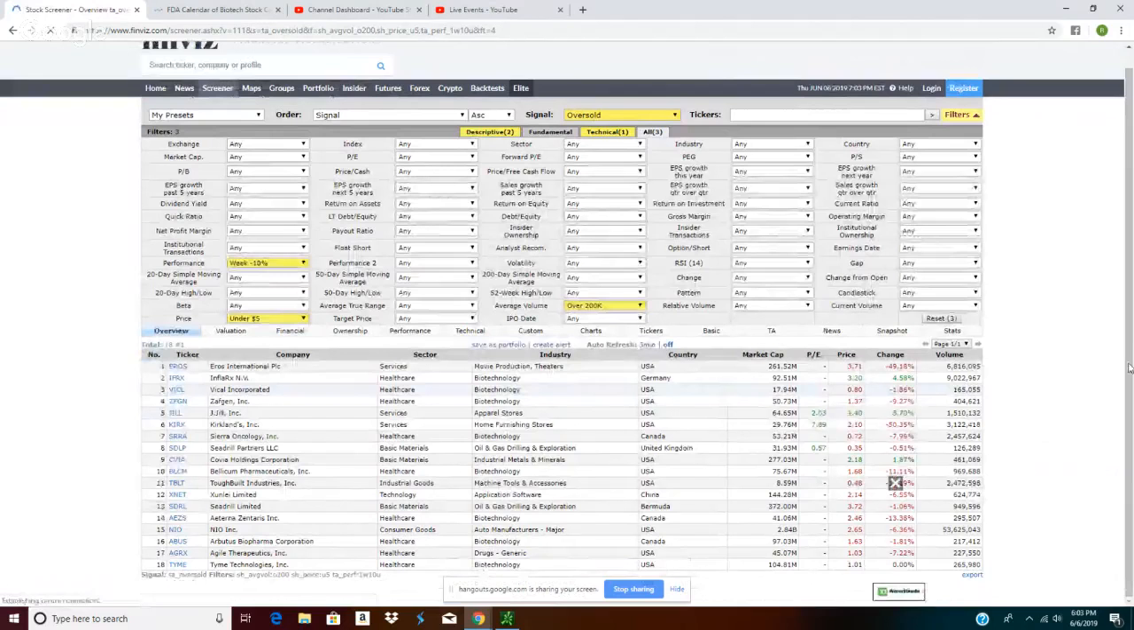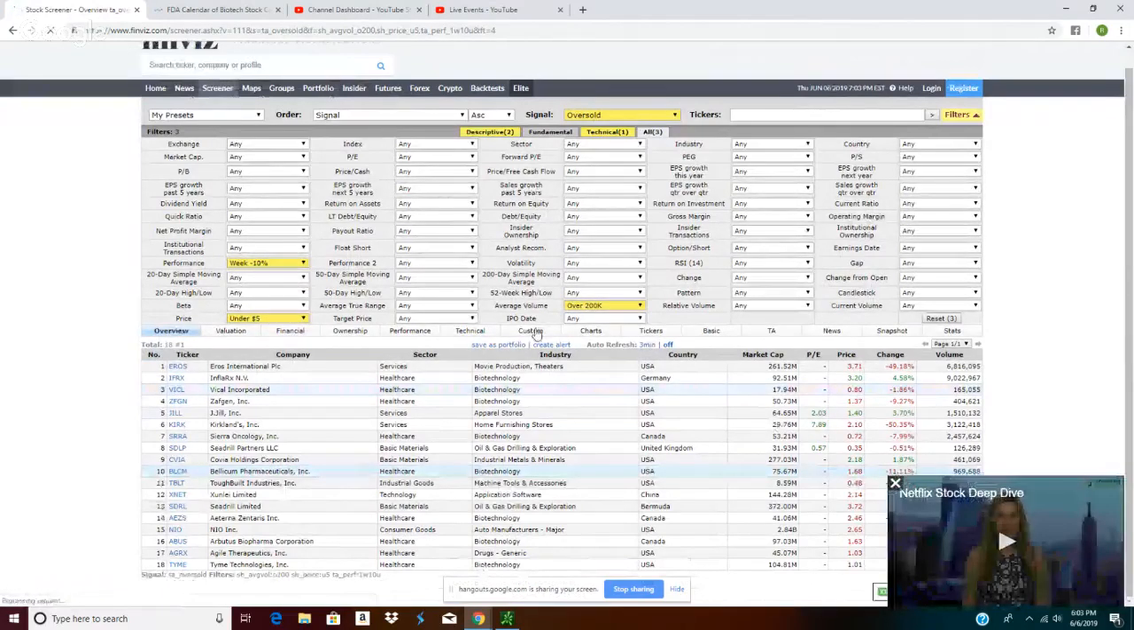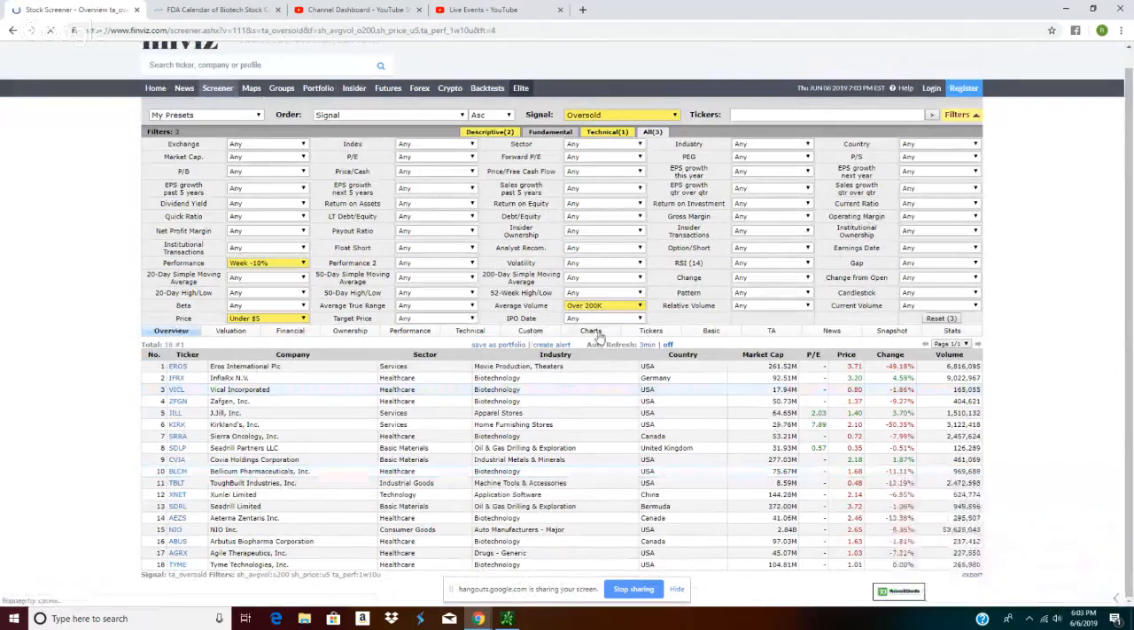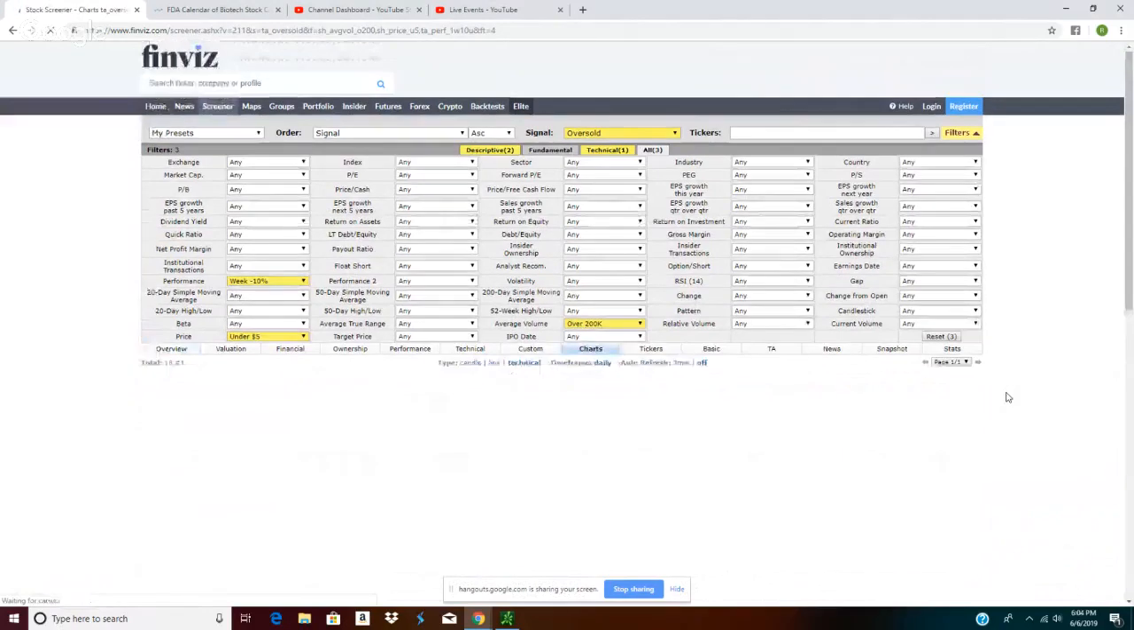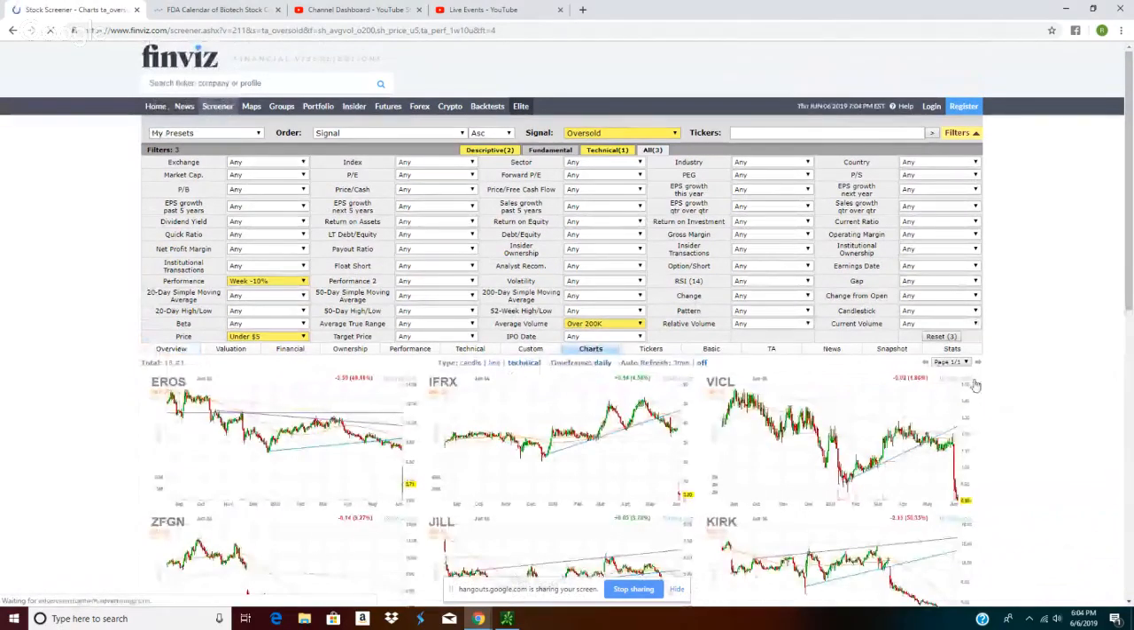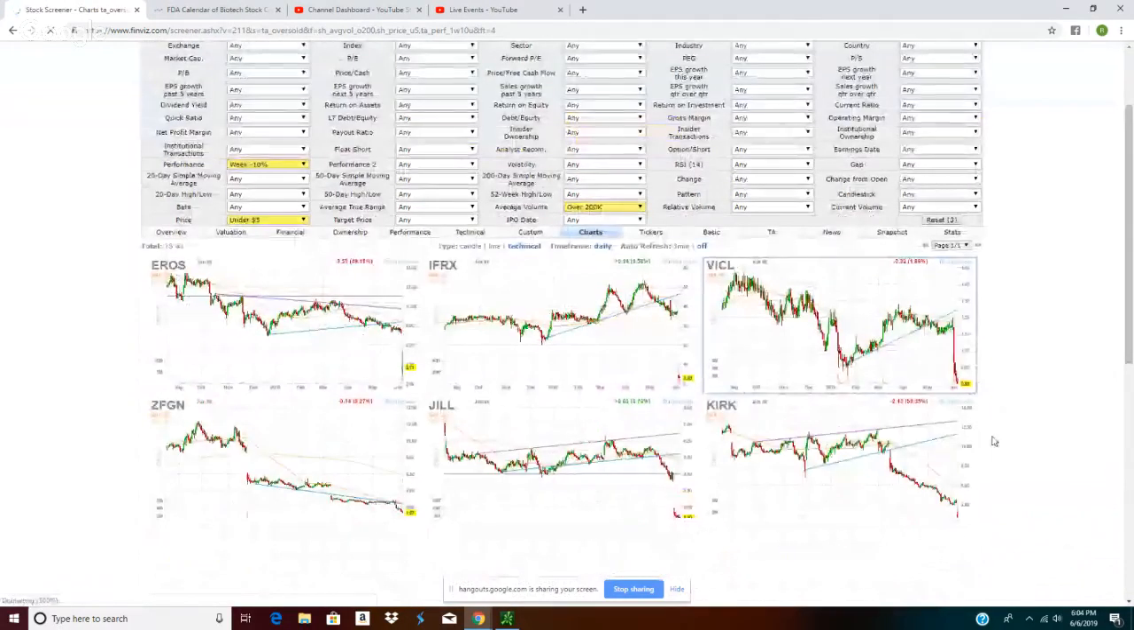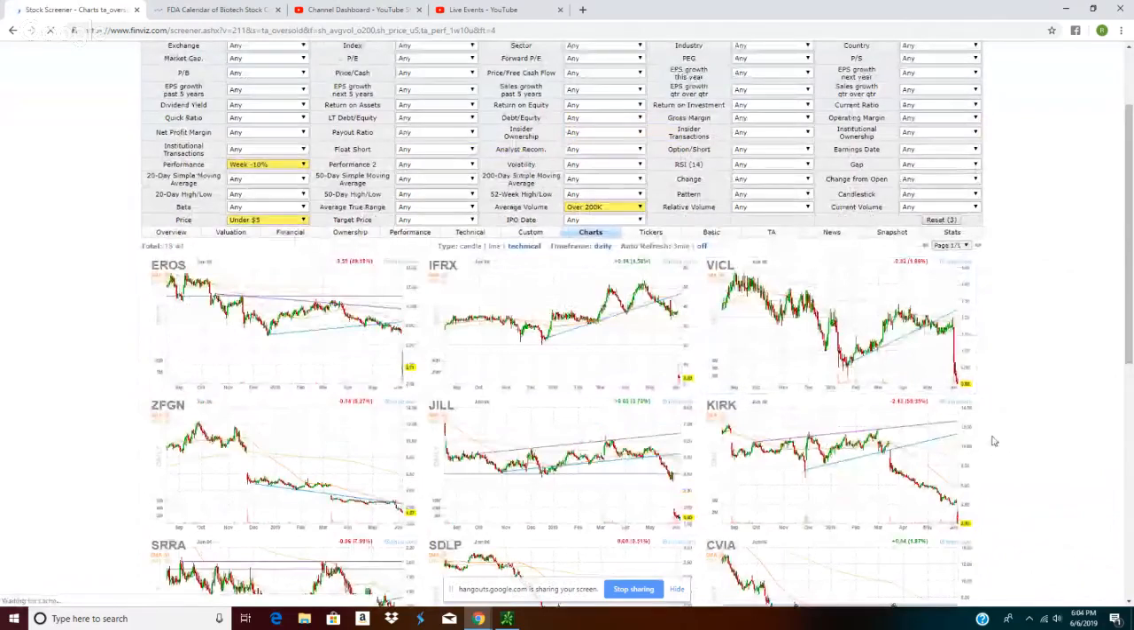Then you want to click on charts. Charts is going to spread the chart out. You all know the routine right here. Like I put that in the group, the VICL. So let's go right ahead and take a look at VICL, because I'm looking at that. I already got my eye on that.